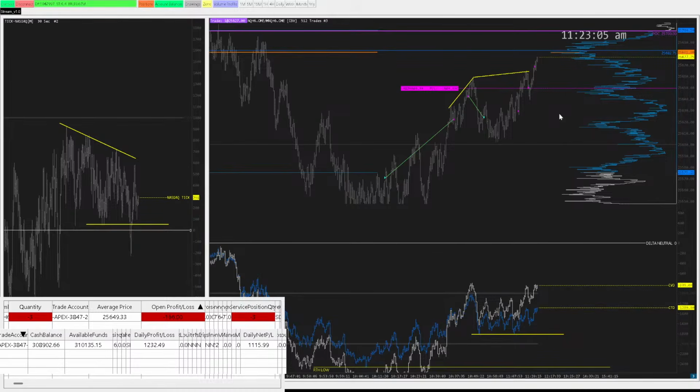Nato says SPX about to break higher if it converts. Trend line resistance here. Okay, so our divergence is still holding.